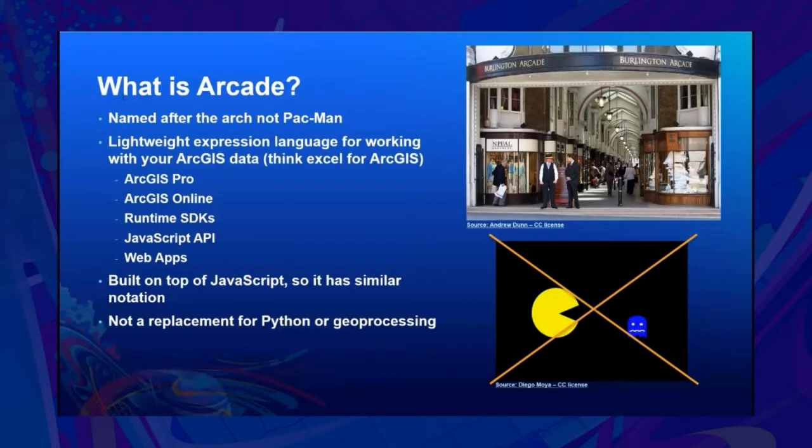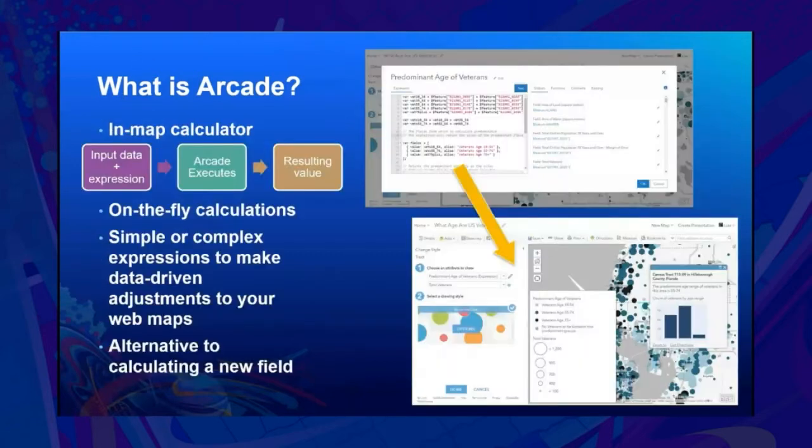I also want to touch really quick on the fact that this is not a replacement for Python or geoprocessing. Arcade is really lightweight, for on-the-fly manipulation as well as an interoperability language, whereas Python is a robust programming language, and geoprocessing is built on that. While they have some similarities in terms of what they can do at a basic level, they are really not the same thing. And at no point is Arcade going to replace Python and geoprocessing.